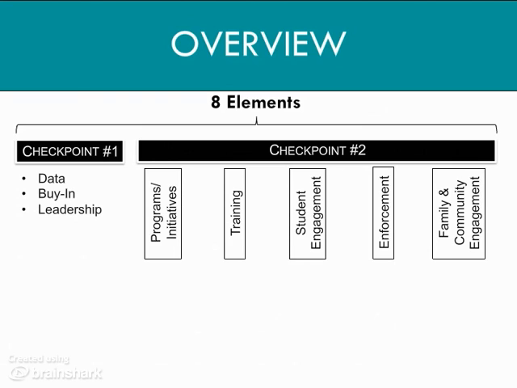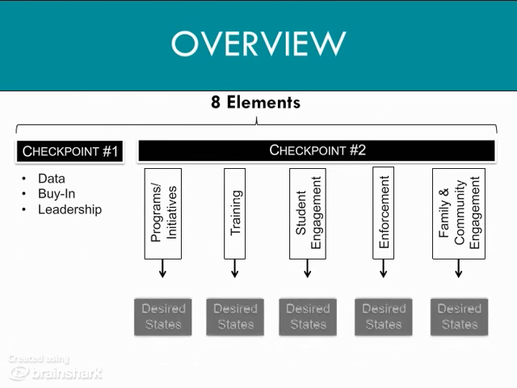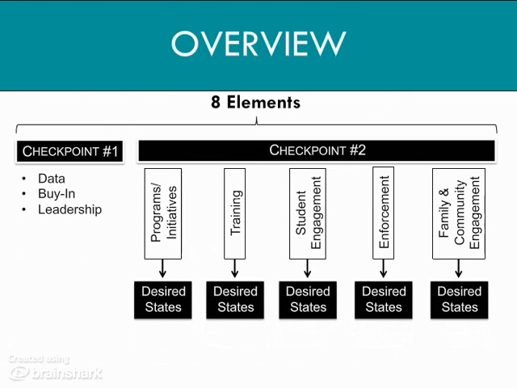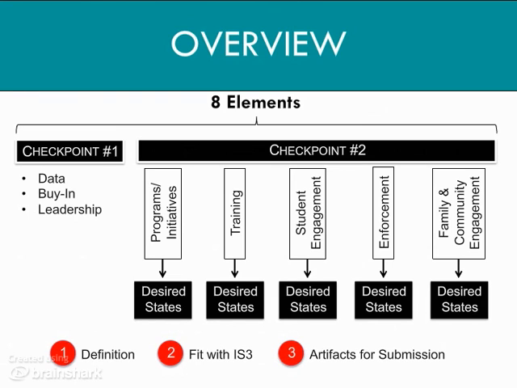You also know that each of the elements consists of one or more desired states that specify what the school is expected to accomplish in order to measure up to the expectations for certification. The purpose of this presentation is to help you understand how each of the desired states is defined, including how each one fits into the IS3 process, as well as what IS3 related artifacts could be submitted in order to satisfy the desired state for the purpose of certification.